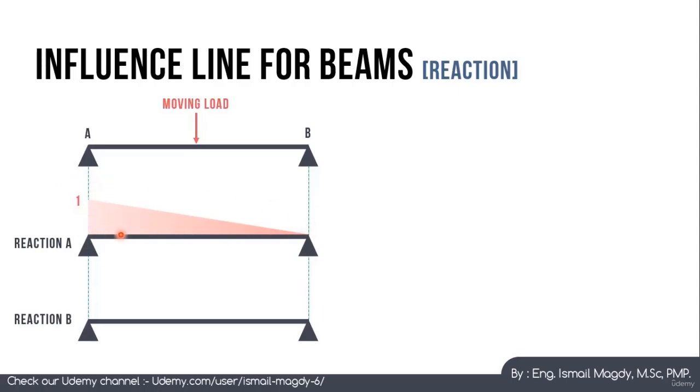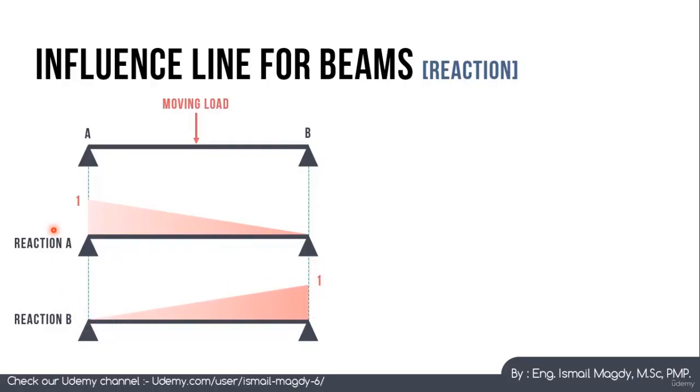This means that at any point, if we assume that we have load here, this will be the value of the reaction at this support. So in the middle, you will see that it will be 50%, which is the reaction here. And for the reaction at support B, it will be the inverse. Here will be the value 1 and here will be the value 0.